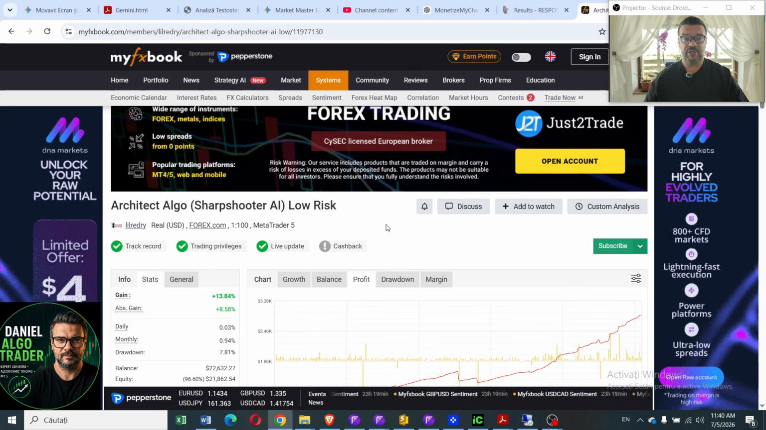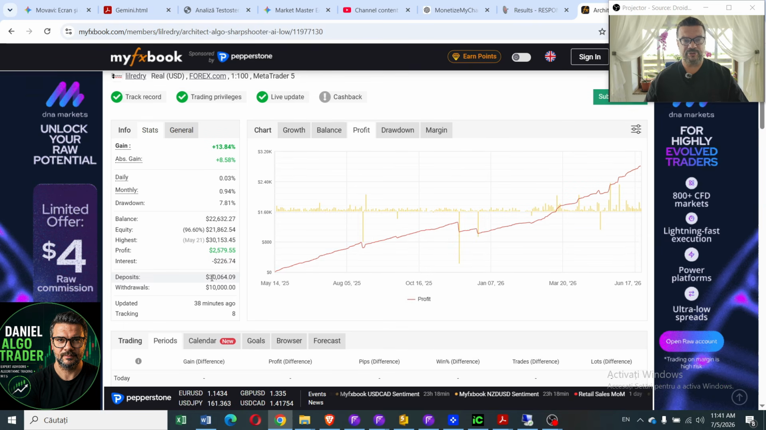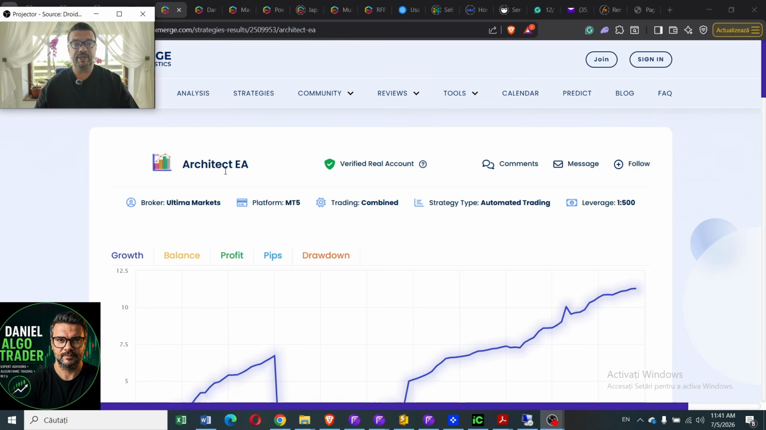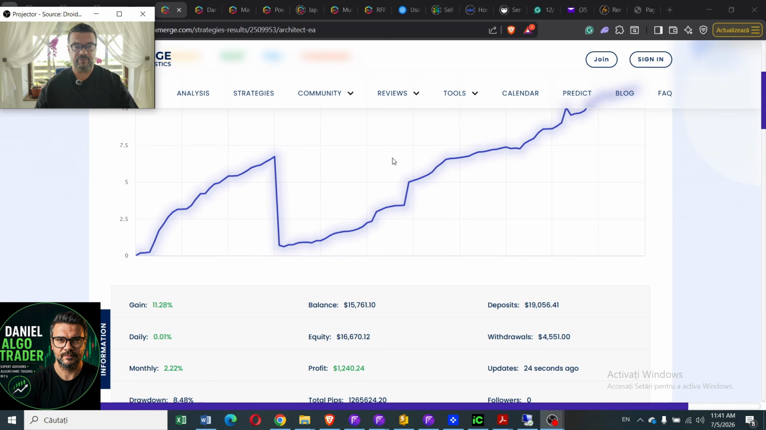And here you see another account, Architect Algo, the Sharpshooter, low risk, again real money, and actually even live updates. And this one, yeah, the deposit was $30,000, but there was a withdrawal, so the profit graph is more relevant. It ended up having over $2,000 of profit since May. And here you can see my Architect EA, real results with real money, a real verified account.